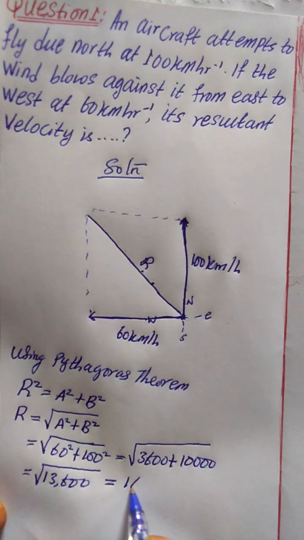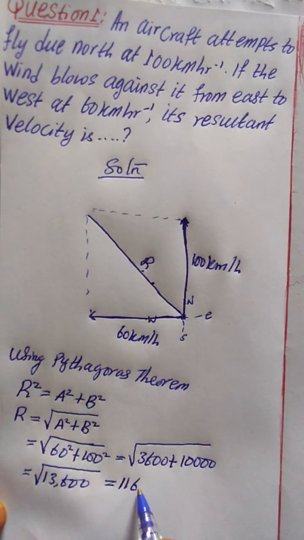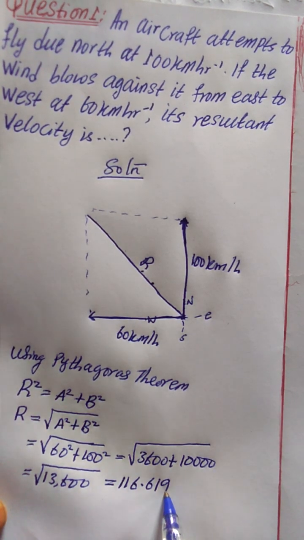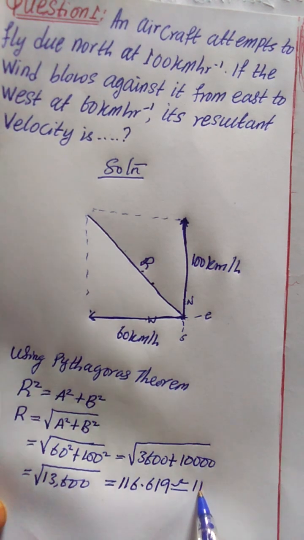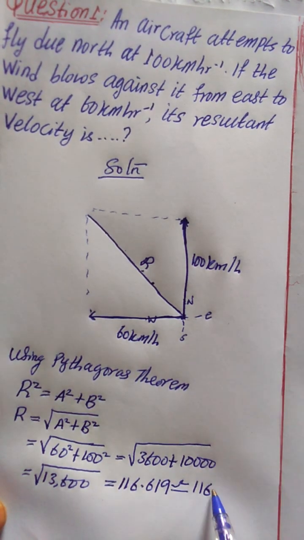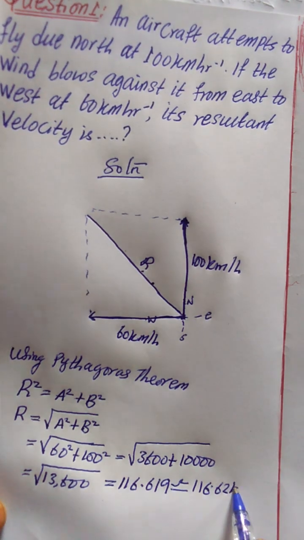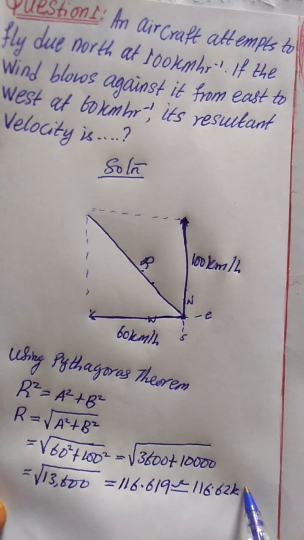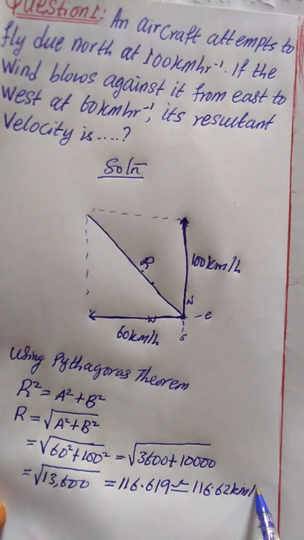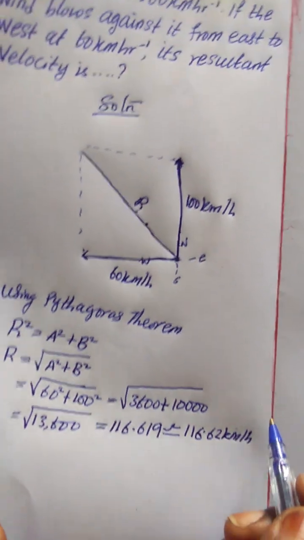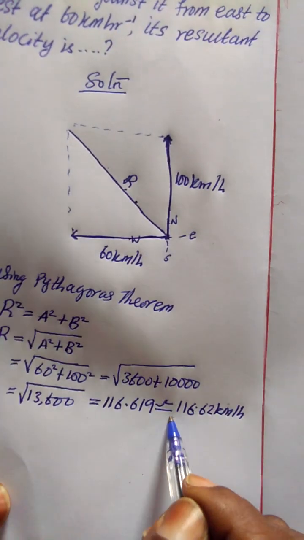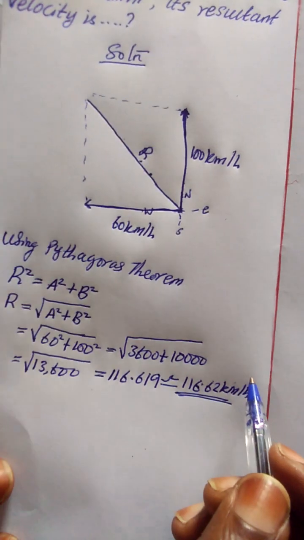would give us 116.619. Then if we approximate it, we have 116.62 kilometers per hour as the resultant vector. This is the magnitude of the resultant vector. Now let's look at the direction.